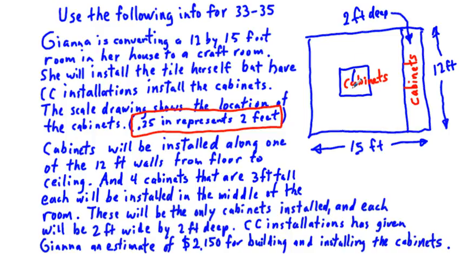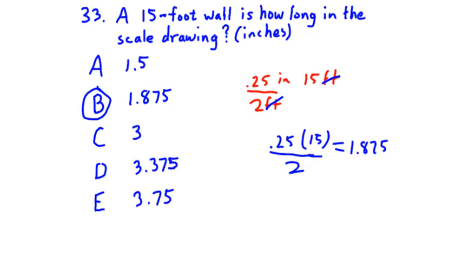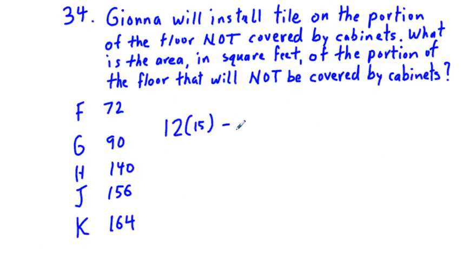And so we're going to have 4 cabinets in the center, each 2 by 2. So that's going to be 4, 4, 4, 4. We're going to have 16 square feet there. And so we subtract 24 for the cabinet against the wall, and 16 for the cabinets in the center. We get 140 square feet. So our correct answer to this is answer choice H.